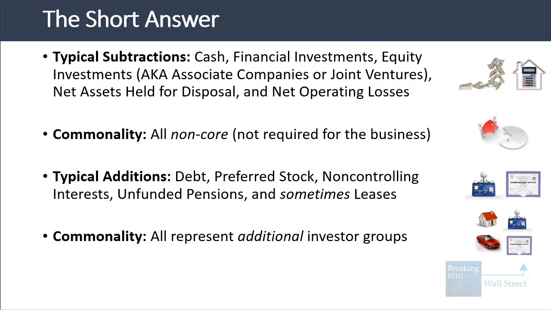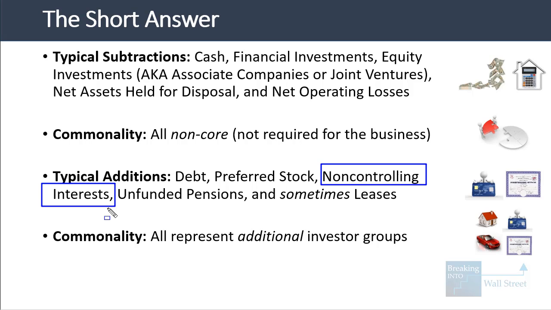Non-controlling interests are typically added back for comparability reasons, but they are also added back because you could view these as another investor group. When the parent owns a majority stake in another company, technically it has some power over those minority shareholders as well.